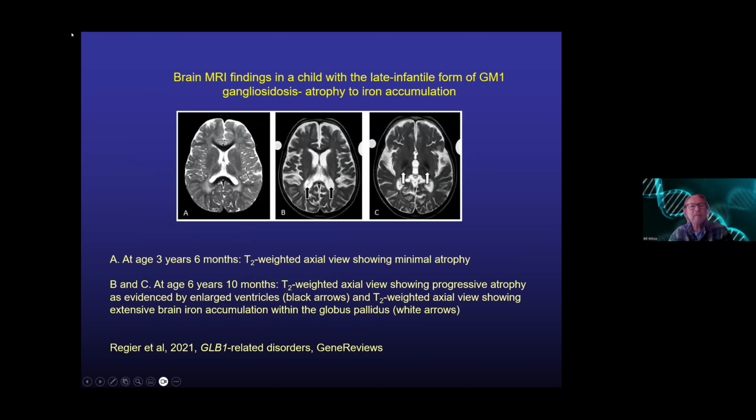Here's the MRI findings over time. They start off pretty normal, and then they develop this posterior white matter disease, and then iron deposition in the globus pallidus. There are lots of different iron storage diseases that have secondary iron storage in the brain, and this is one of them.